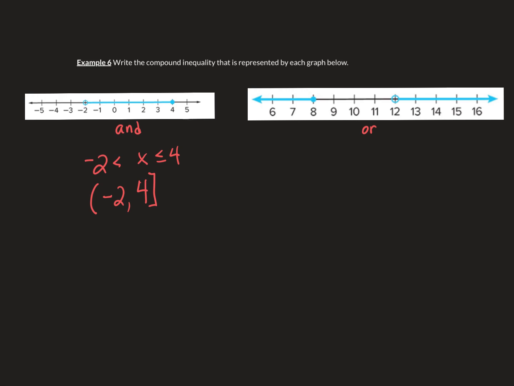And let me look at this one. For the or, I have x is less than or equal to 8, or x is greater than 12. And in interval notation, that is from negative infinity to positive 8 with a bracket because the 8 has a closed circle. Union, parenthesis, because the 12 has an open circle, 12 to positive infinity. That's my interval notation.